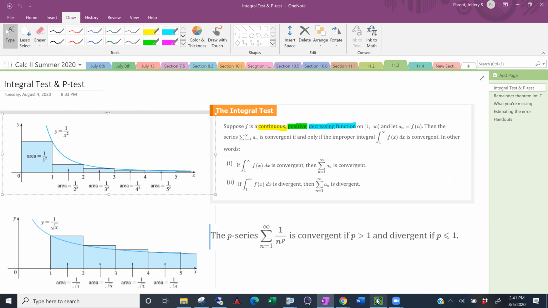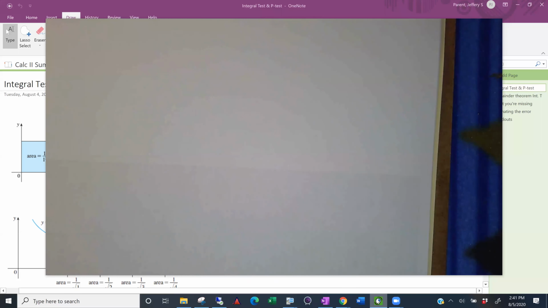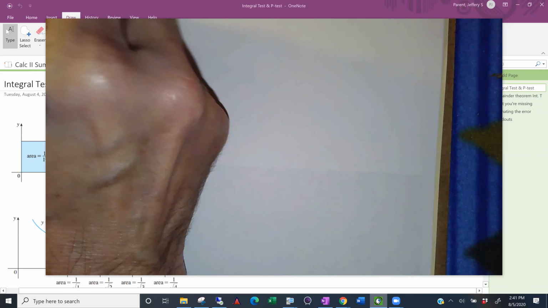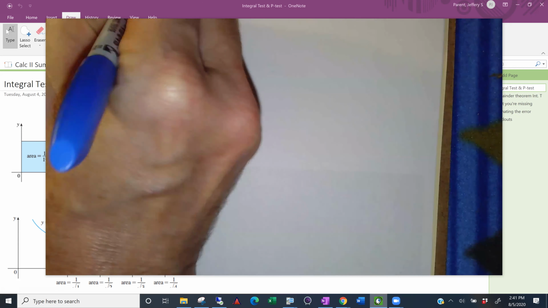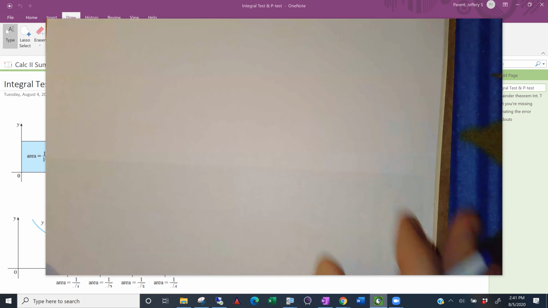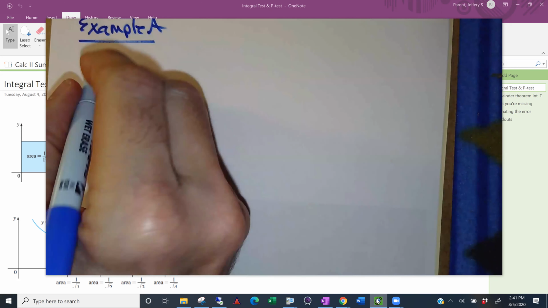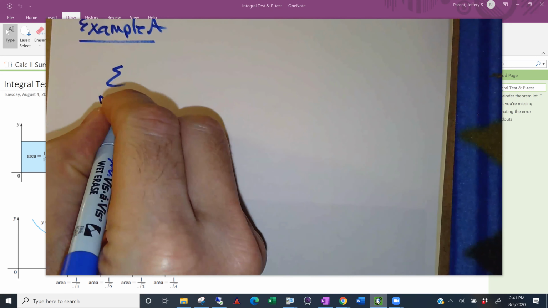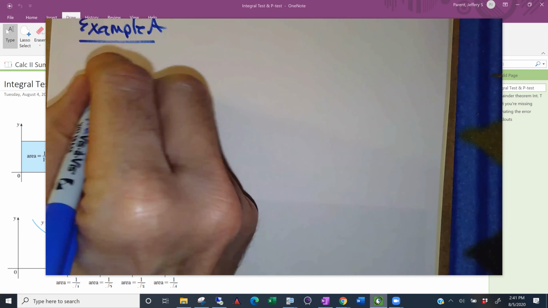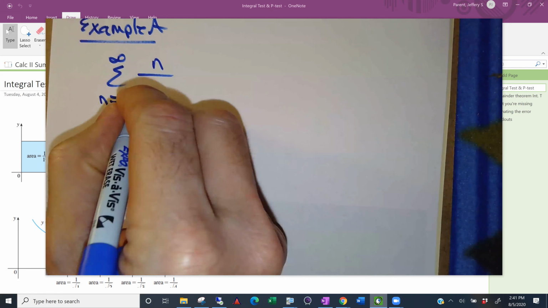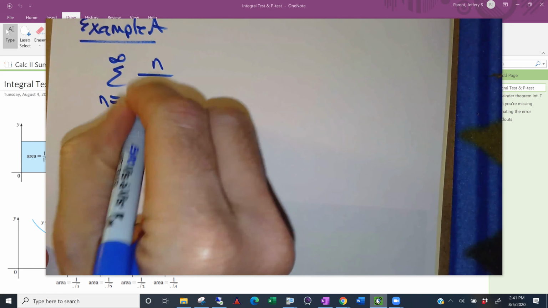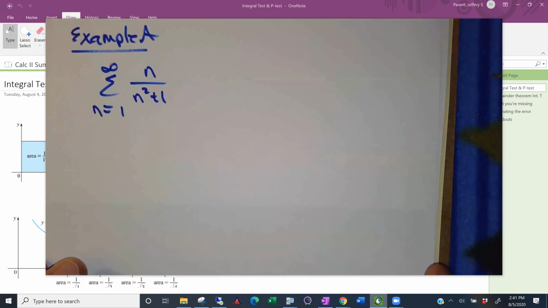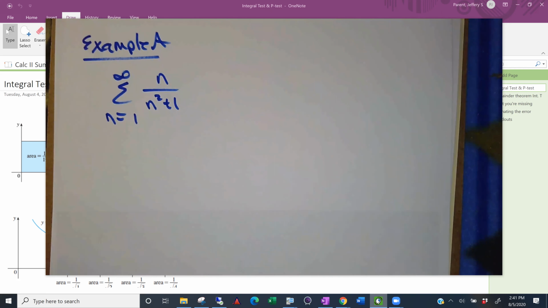So let's apply that to a lot of examples. And we're going to restart things here with example A. That'd be the sum from n equals 1 to infinity of n over n squared plus 1. So we want to investigate whether this converges or diverges.